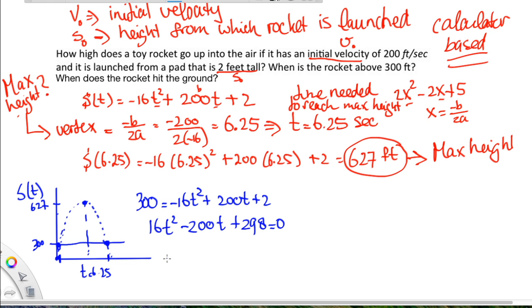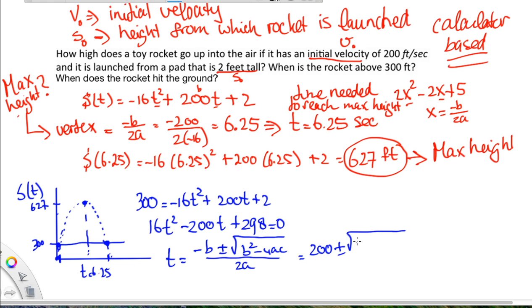Solve this with the quadratic formula. Usually we would write x here, but in this case we're solving for t. So t is negative b plus or minus the square root of b squared minus 4ac, divided by 2a. So it's a negative 200, so that actually becomes a positive 200.